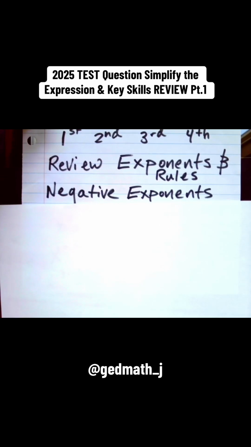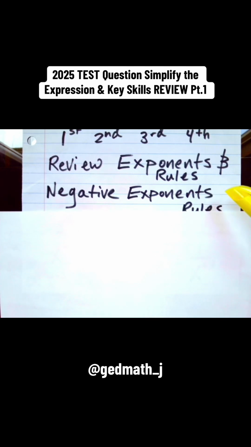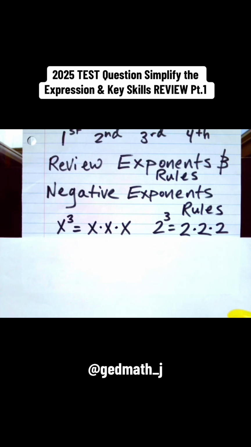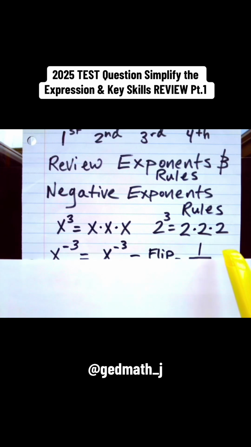And then, of course, you want to also review exponent rules, especially since we had a negative exponent in that particular problem. Again, I have videos that go over exponential rules: adding, subtracting, multiplying, dividing, negative exponential rules, fractional exponential rules. Go ahead and take a look at some of those videos I've uploaded prior. So here I'll do a real quick review. X to the third power is x times x times x. 2 to the third power is 2 times 2 times 2.